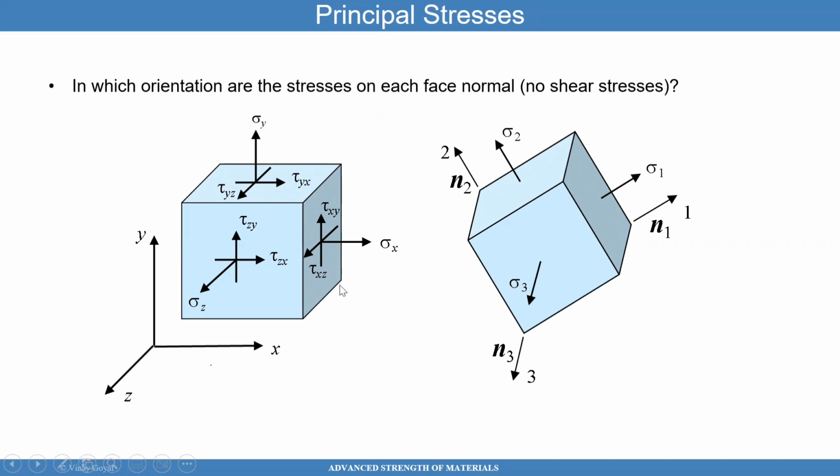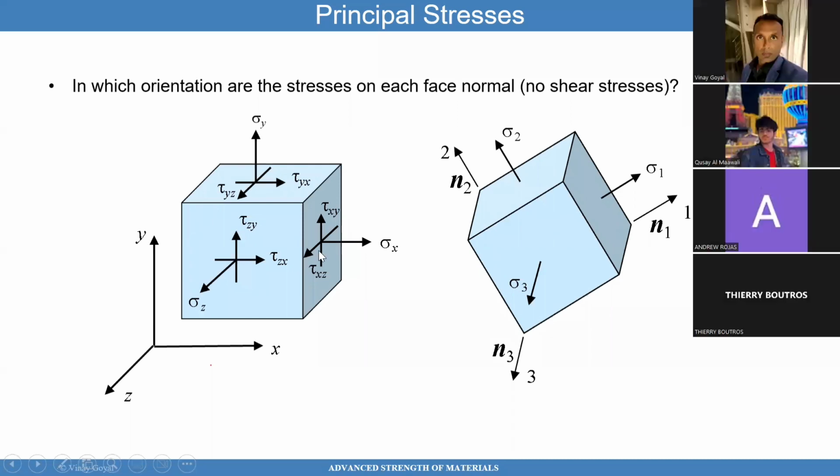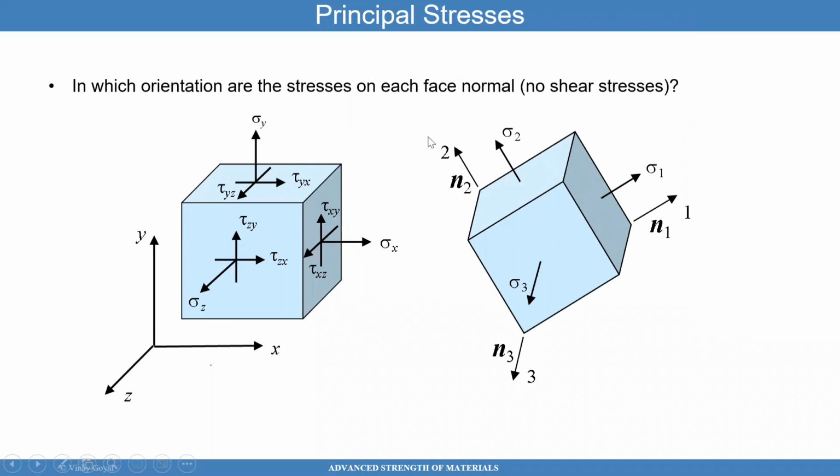a cube from a point from the structure, and I were to represent it as a cube with 6 faces, then you're going to have 3 components of stress acting on each face. And these 3 components of stress comprise the normal stress and tangential stresses.